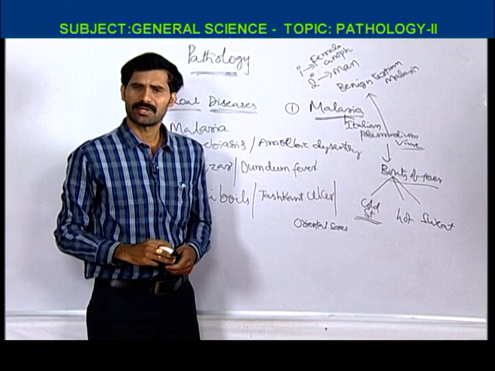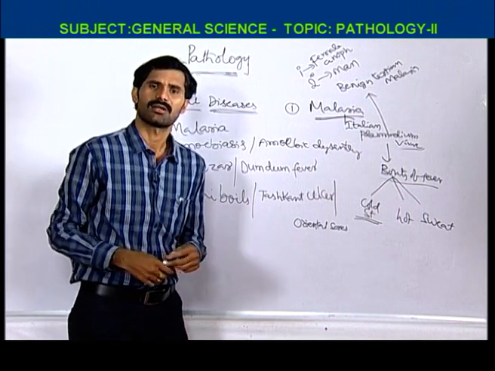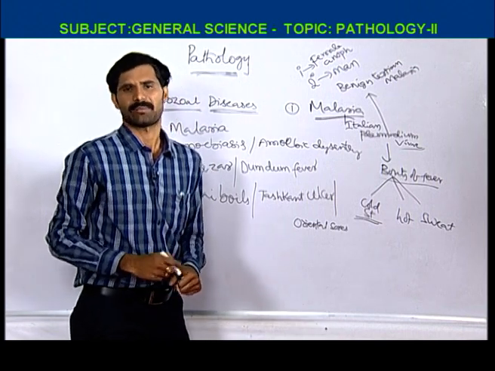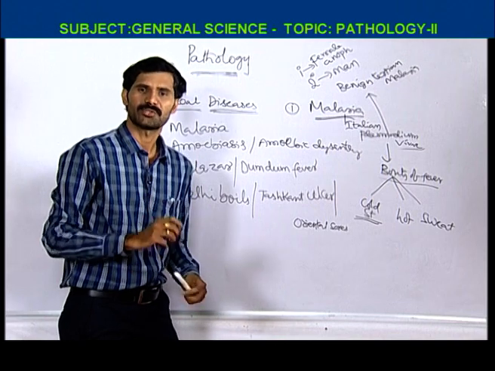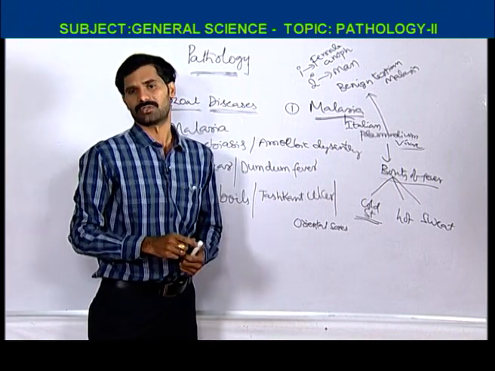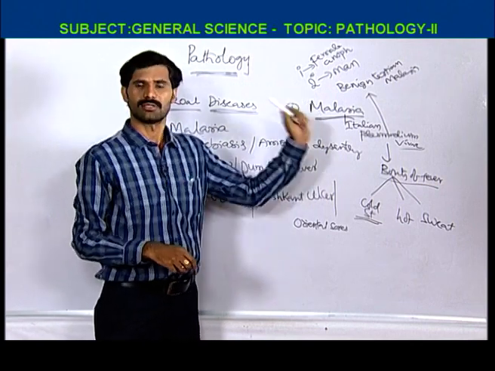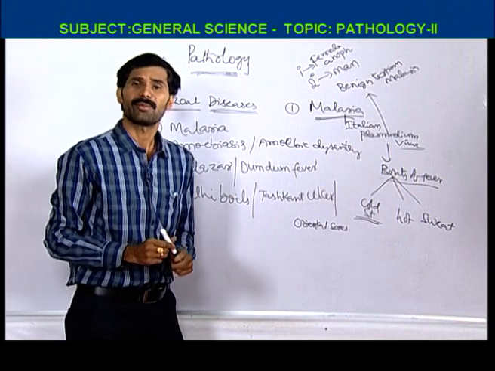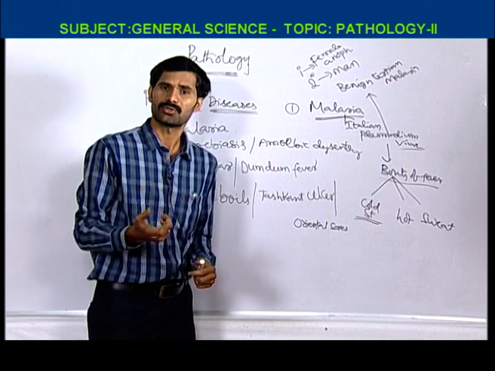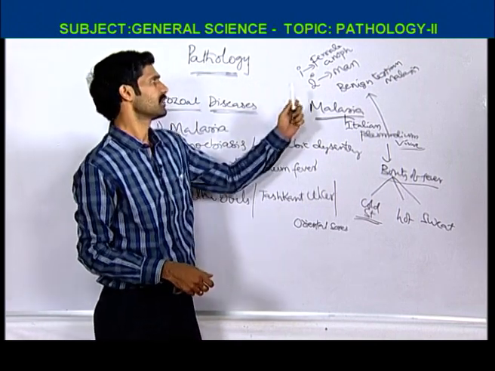What is meant by primary host? The host that lodges adult forms of a parasite or sexual forms of a parasite, or the host in which parasite undergoes sexual reproduction, is called primary host or definitive host. What is meant by secondary host? The host that lodges immature forms of a parasite or larval forms of a parasite, or the host in which parasite undergoes asexual reproduction is known as secondary host.